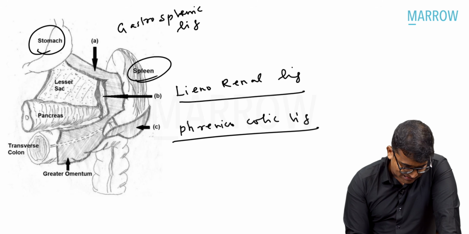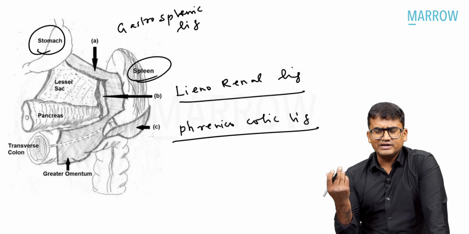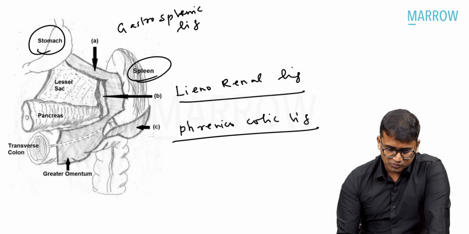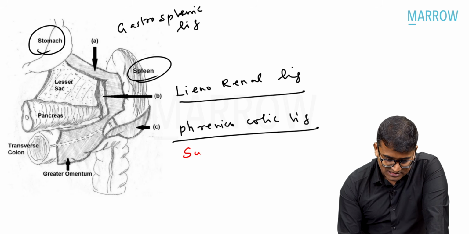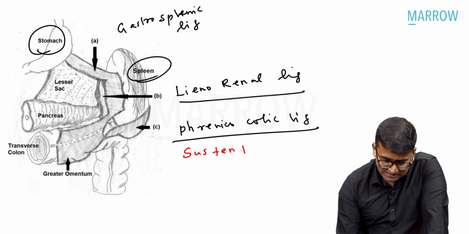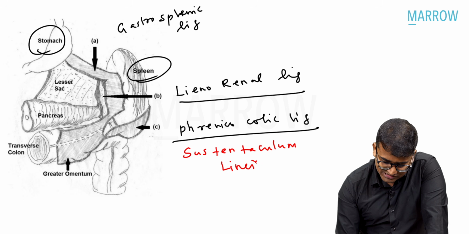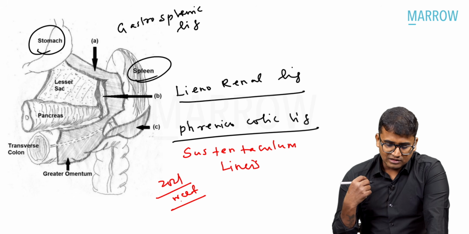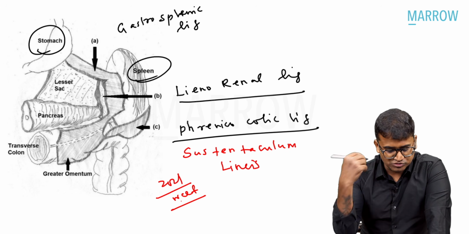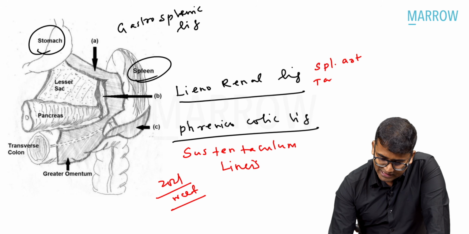Now, what are the structures present in these ligaments? The phrenicocolic ligament does not contain any structure. It prevents the downward displacement of the spleen. That is why this ligament is called sustentaculum lienis. Again, this question they gave in the 2021 NEET exam. The splenorenal ligament contains two structures. What are those? Splenic artery and the tail of pancreas.